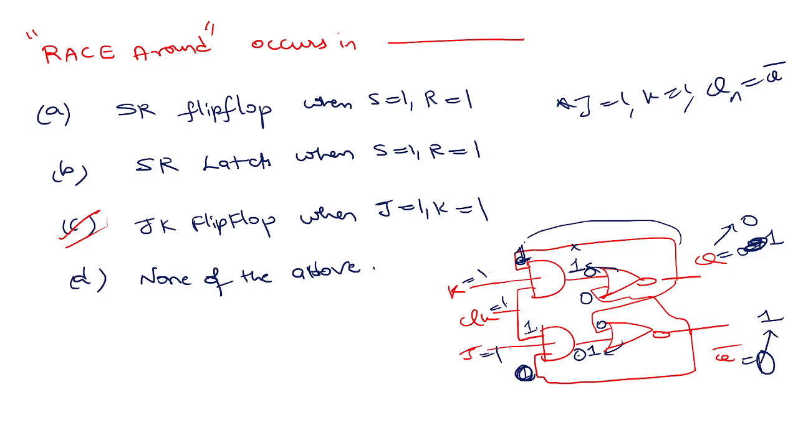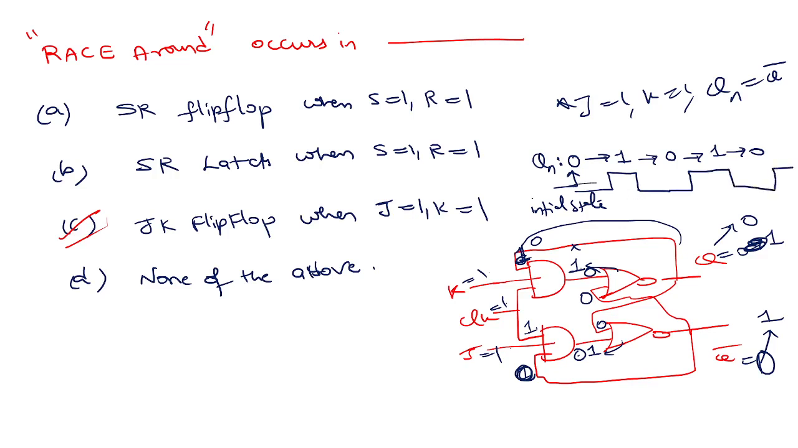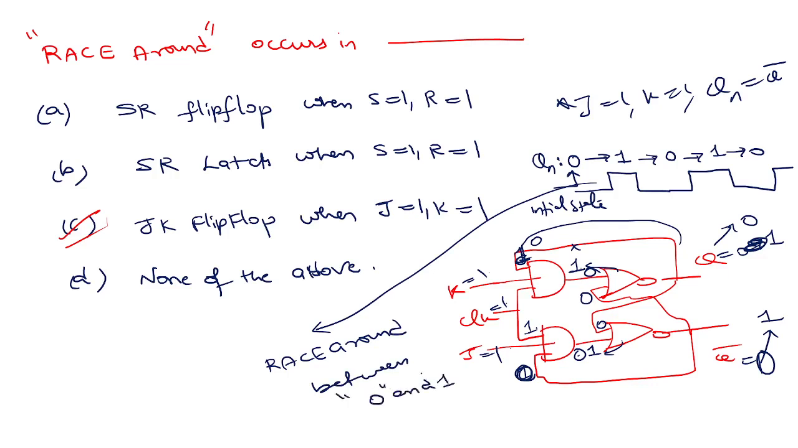And again, this feedback exists again. Again, it will come back. That means if you track the Qn, initially it was 0. This is the initial state, we assume initial state. Then it moved to 1, then it moved to 0, then it moved to 1, moved to 0. If you plot this like a graph, it's like this. Now, what is this called as? This is called as race around between 0 and 1. So your Qn next state is racing between 0 and 1.